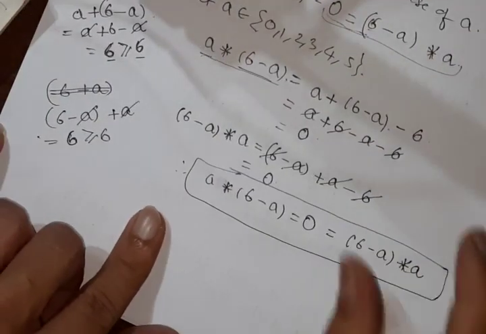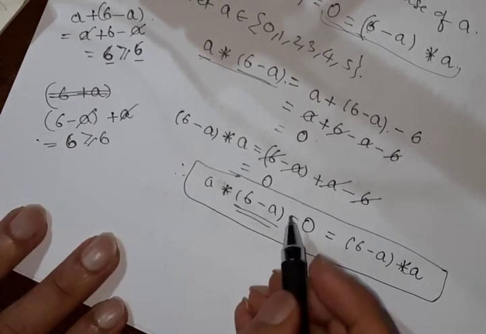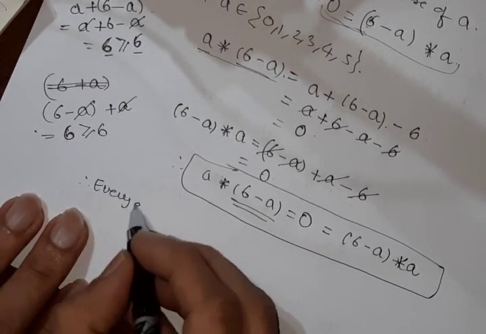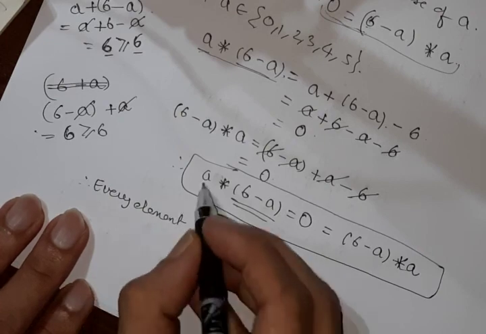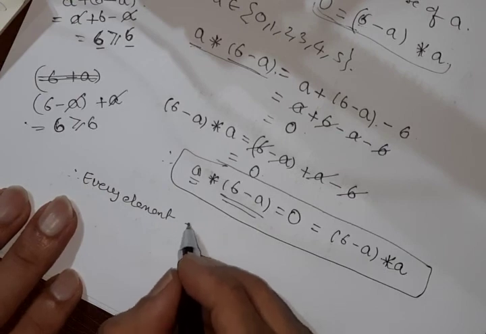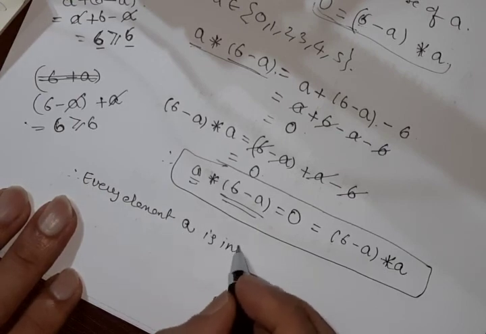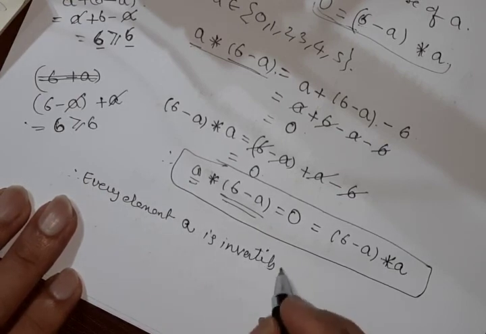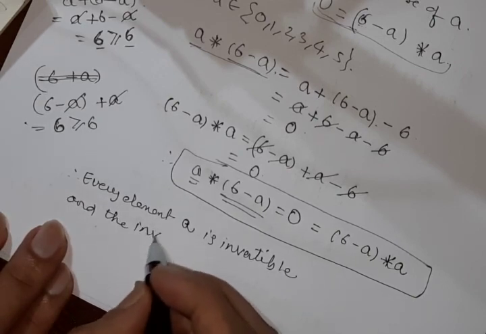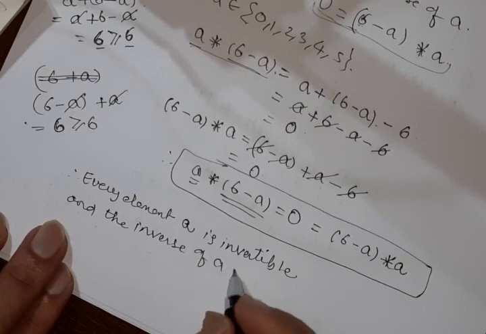And what is the inverse of a? The inverse of a is 6 minus a. So therefore every element, because we have taken any element a and we are getting the condition, every element a is invertible, and the inverse of a is 6 minus a.